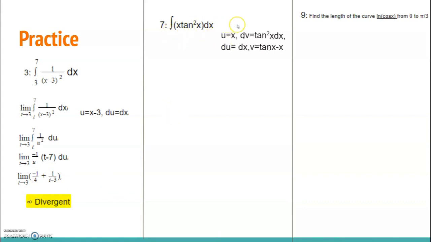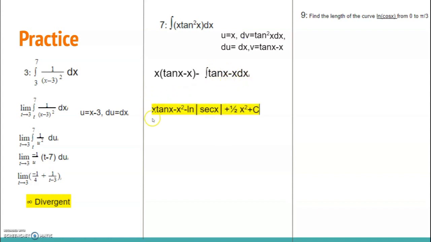For this one, this is just an integration by parts problem. So we said u equal to x because it's the simplest term, and we know how to take the antiderivative of tan squared x. So we're going to set tan squared x equal to dv, and then we plug it into the equation. So we have x tan x minus the integral of tan x minus x dx, and we get the solution, it being x tan x minus x squared minus ln the absolute value of secant x plus x squared over 2 plus c.